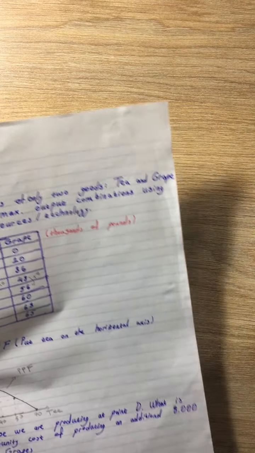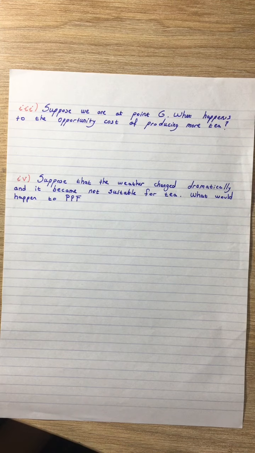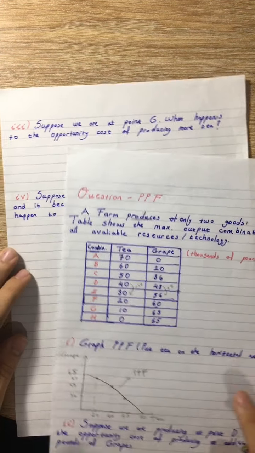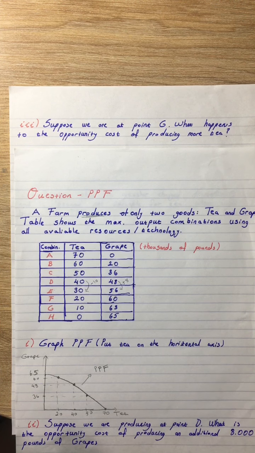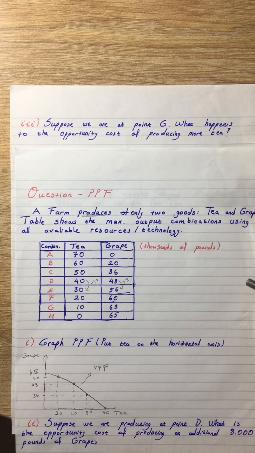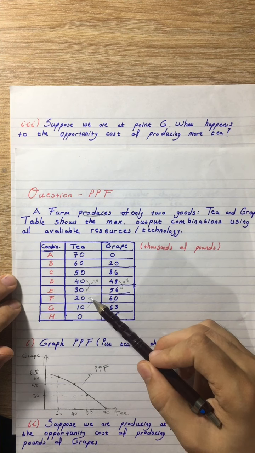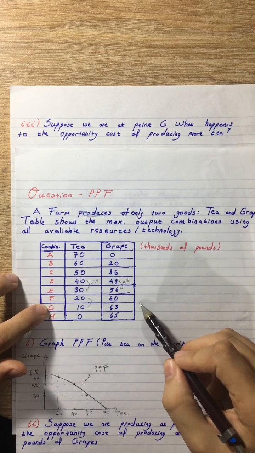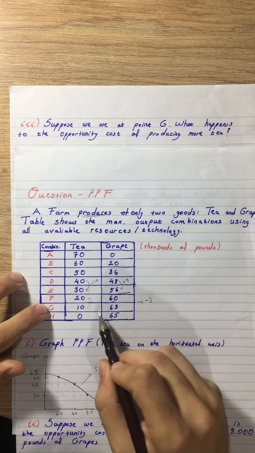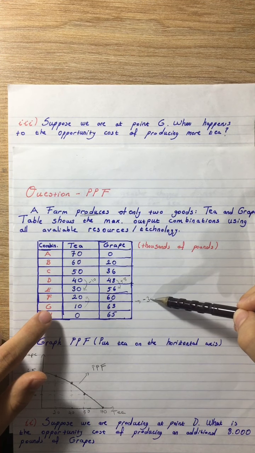So in the third part of the question, it says, suppose we are at point G, and we can see in here, suppose we are at the point G, what happens to the opportunity cost of producing more tea? We are at the point G and it's asking us what happens if we produce more and more tea. If we want to produce 10 more units of tea in G, we should give up 3 grapes. So the opportunity cost of producing 10 to 20 is 3 units of grape.